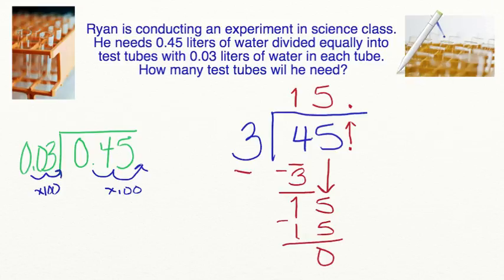Now, it's important to realize that we still have our decimal place value here. This is representing 15 wholes, because all of the numbers to the left of a decimal are whole numbers, and all the numbers to the right of a decimal are parts of a whole. So that means that Ryan is going to need 15 test tubes.